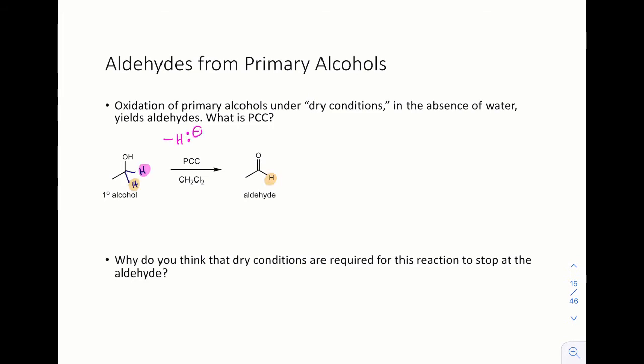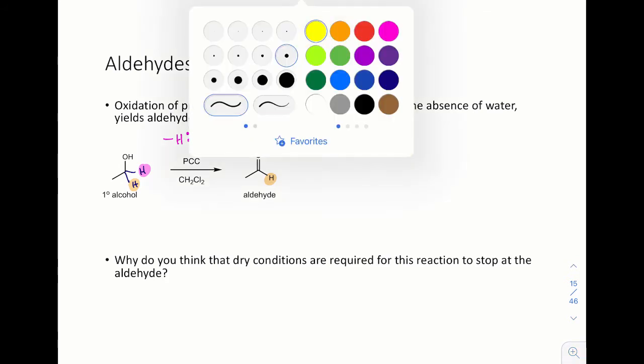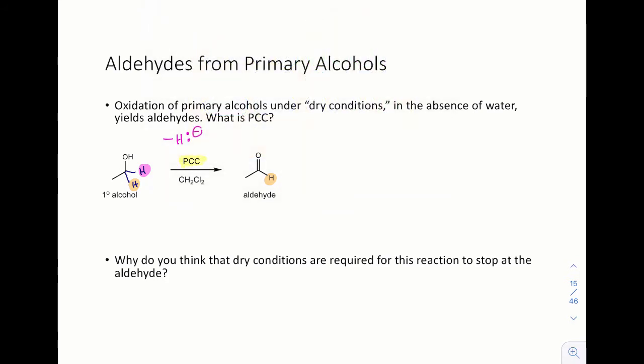Chemists have developed conditions for the anhydrous oxidation of primary alcohols. The key reagent is called PCC. Well, what in the world is PCC? PCC stands for pyridinium chlorochromate. So it's a salt of chromate, basically, chlorochromate.